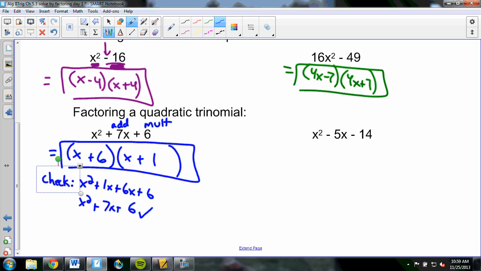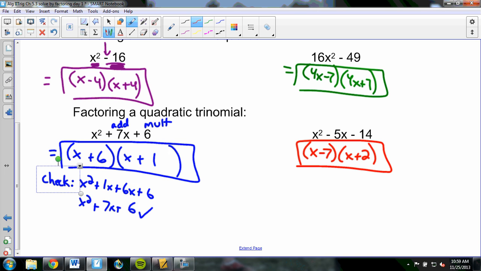What are two numbers that multiply to negative 14 and add up to negative 5? Negative 7 and 2. Negative 7 positive 2. Is that ringing a bell? Just coming back to you? Good.